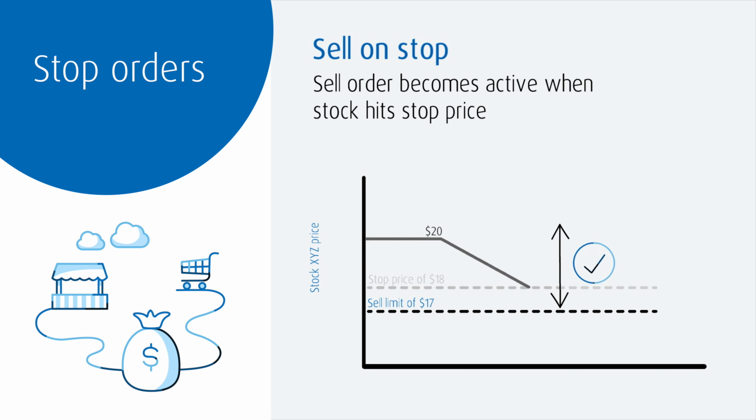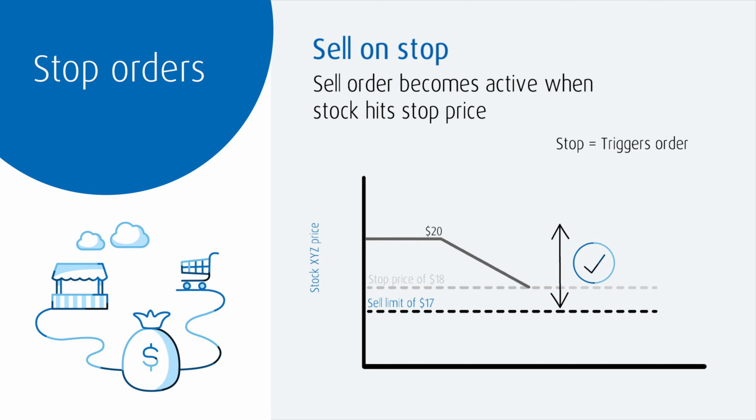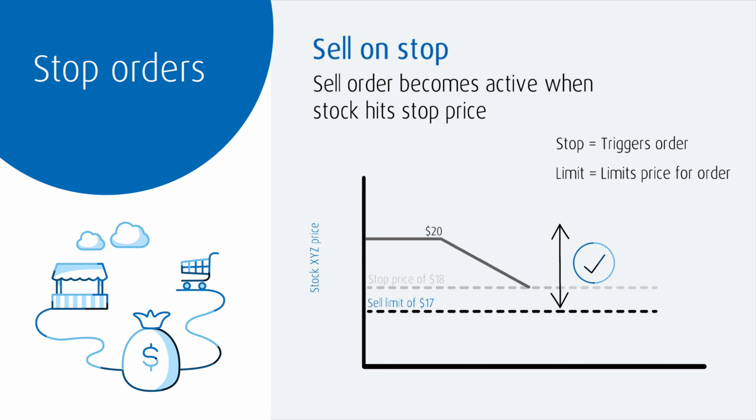Note that the main difference between a stop and a limit is that a stop triggers an order to be placed, whereas a limit specifies a limit on the price you will accept for that trade.